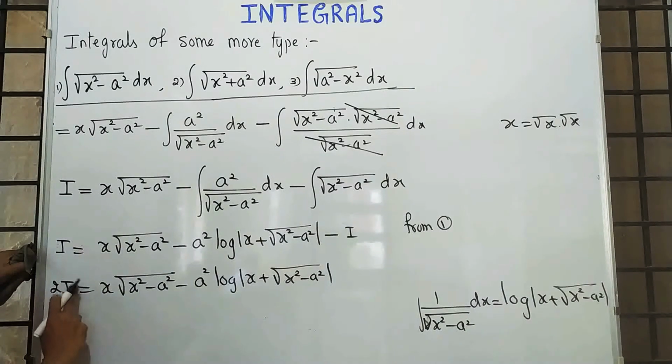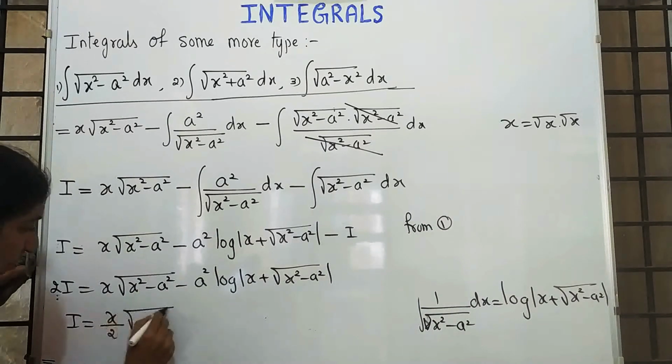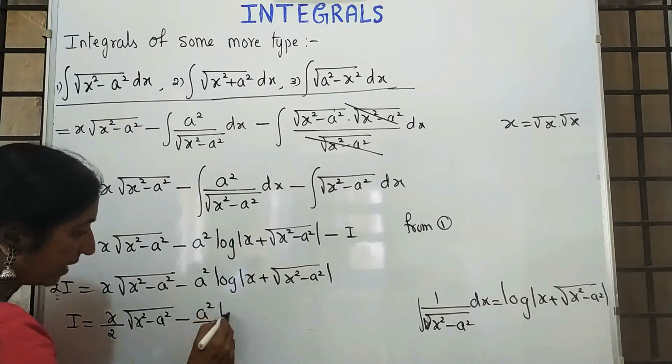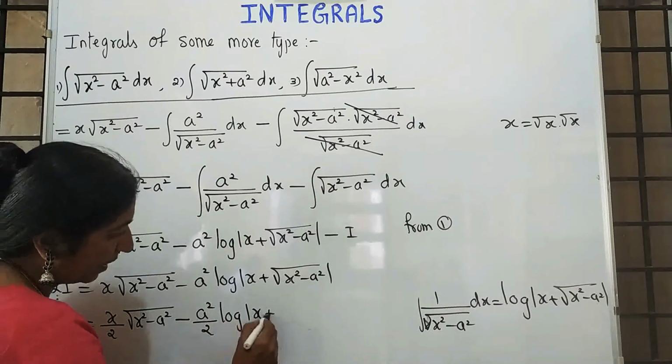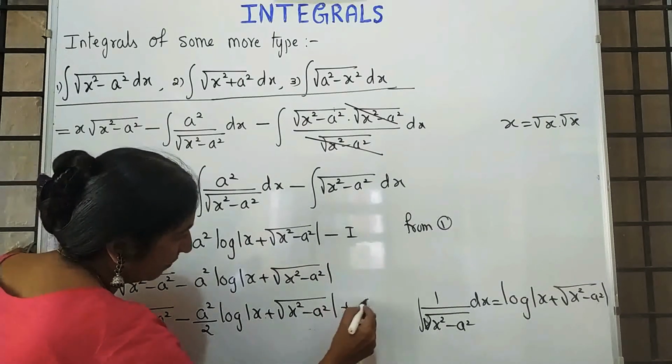It is 2I, but we required I. I is equal to, take 2 on that side, x by 2 root of x square minus a square. Each term is multiplied by 2. A square by 2 log of x plus root of x square minus a square plus c.